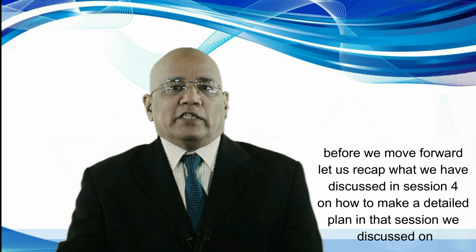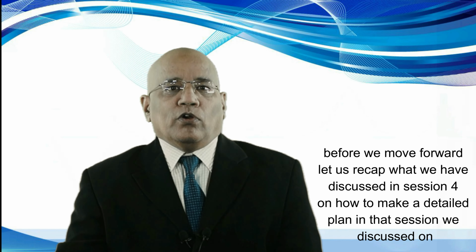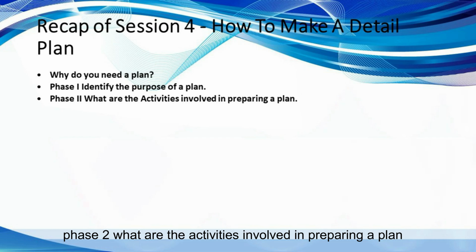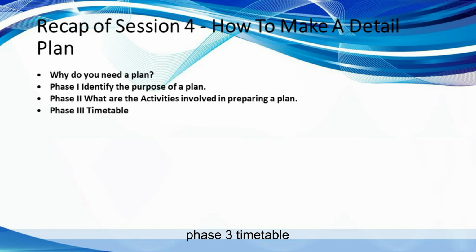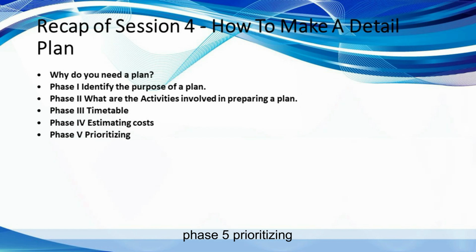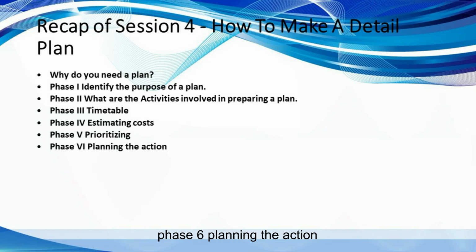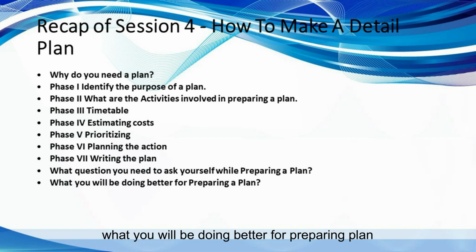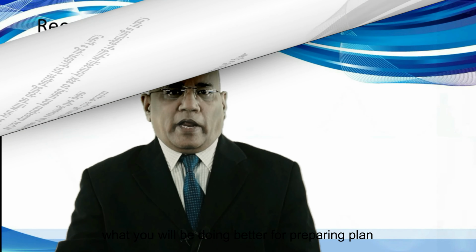Before we move forward, let us recap what we have discussed in session 4 on how to make a detailed plan. In that session, we discussed why you need a plan. Phase 1: identify the purpose of a plan. Phase 2: what are the activities involved in preparing a plan? Phase 3: timetable. Phase 4: estimating cost. Phase 5: prioritizing. Phase 6: planning the action. Phase 7: writing the plan. What questions you need to ask yourself while preparing a plan, and what you will be doing better for preparing a plan.